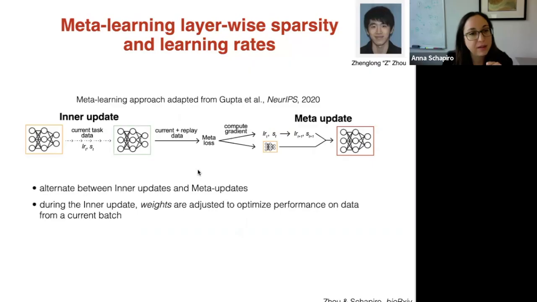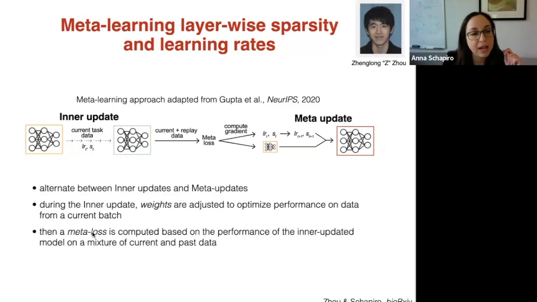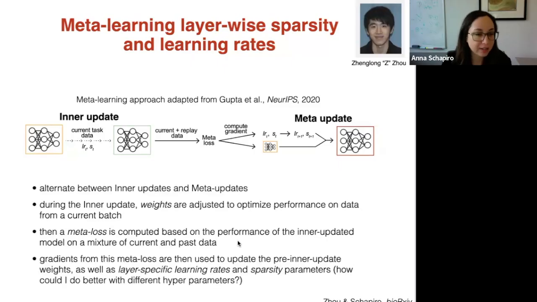During the inner updates, the weights of the model are adjusted as usual to optimize performance on data from a current batch of that task. And then a meta loss is computed based on the performance of the inner updated model on a mixture of current and past data. And then gradients from this meta loss are used to update the pre-inner update weights, as well as those layer-specific learning rates and sparsity parameters. So the model's asking, how can I do better with different hyperparameters, and optimizing for those at the same time that it's optimizing the weights.